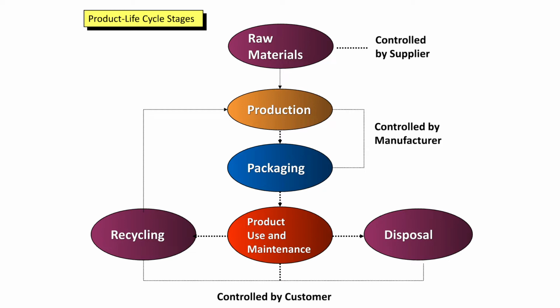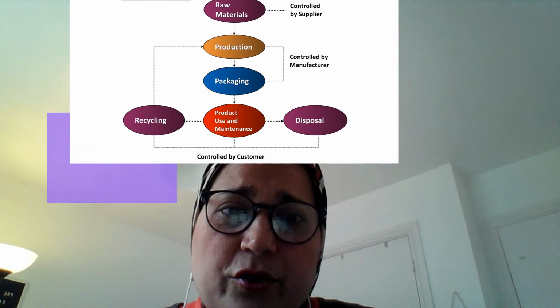So to wrap up, the product life cycle in terms of the environmental topic is, as usual, raw material, manufacturing or production, and then packaging in the middle, and then product use, which is the role of the customers or consumers, and then recycling or disposal. So this is really very important to know.